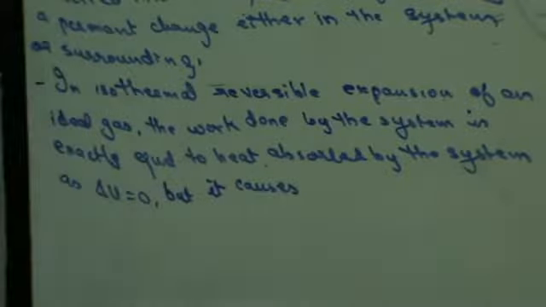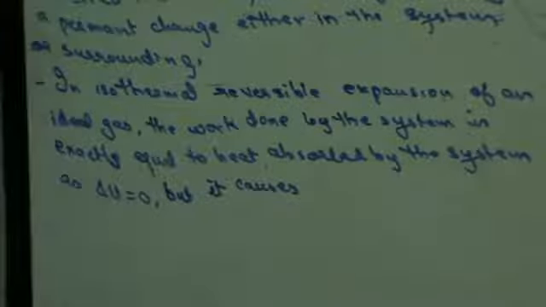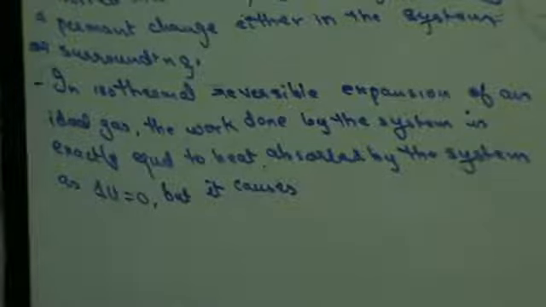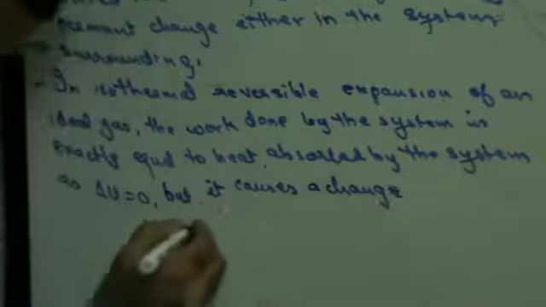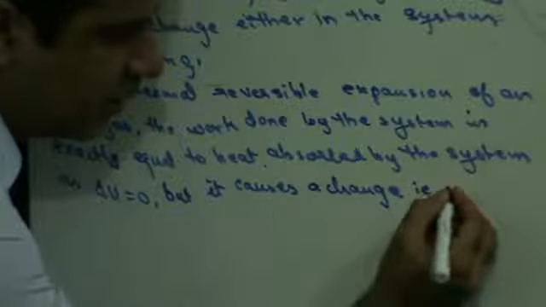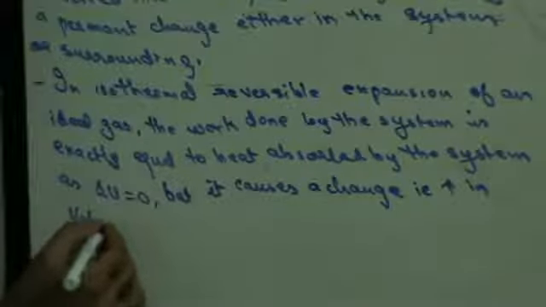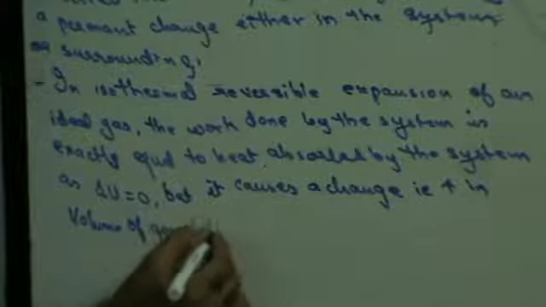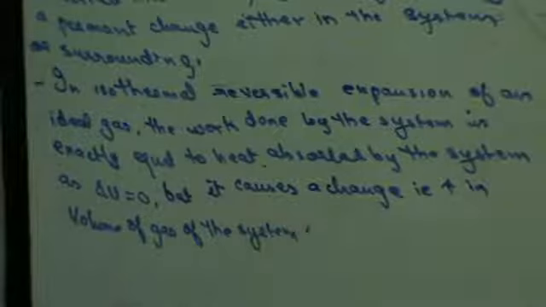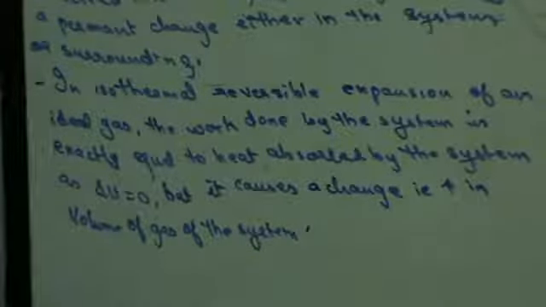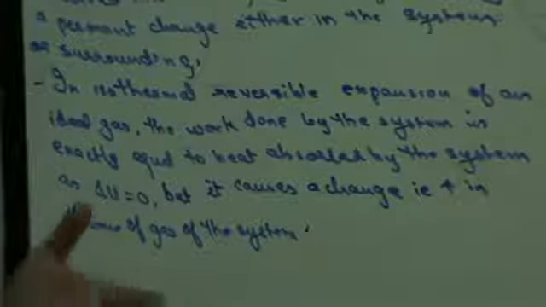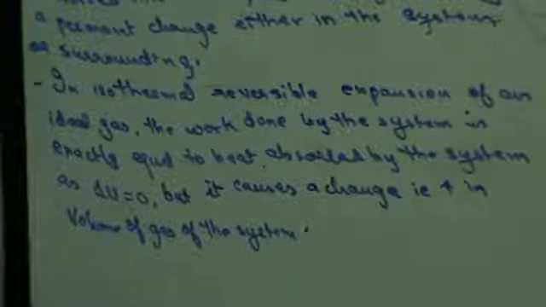But it causes a change. According to the second law of thermodynamics, what did we say? Heat cannot be converted into work unless there is some permanent change. Now, what is the permanent change? The total work done by the system is equal to the heat absorbed by the system, but yet there will be a permanent change. And what is the change? It is the increase in the volume of the gas of the system. That means total heat energy cannot be converted into total work. Some part of it is going to cause some change, either in the system or in the surrounding, right?